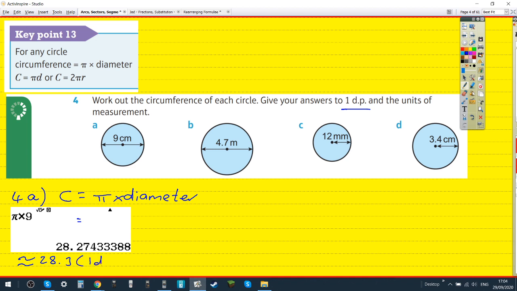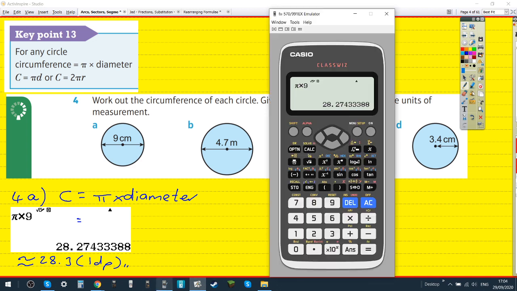Wait, let me get my calculator. Okay, so the diameter is 4.7. So, how do you do the pi symbol on a calculator? Shift and then that 10 to the power of x. It's next to the, a little left of the answer button. Oh yeah, I see it.